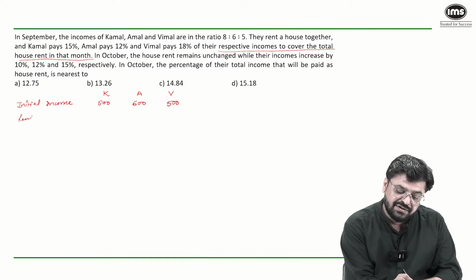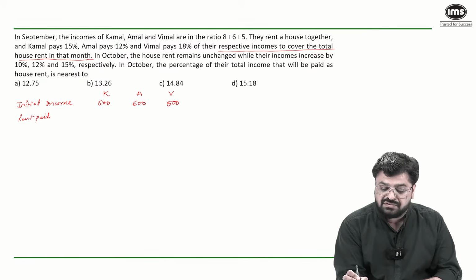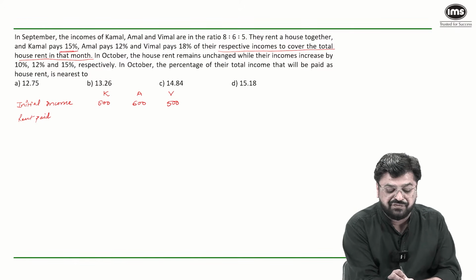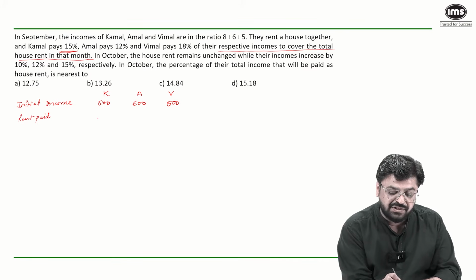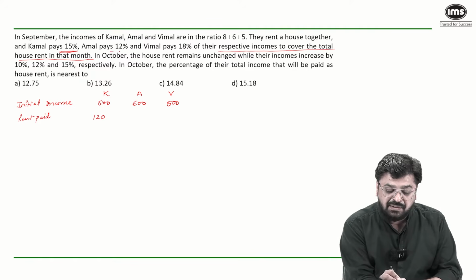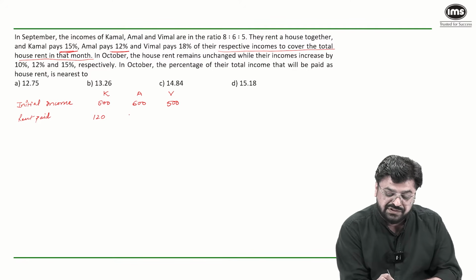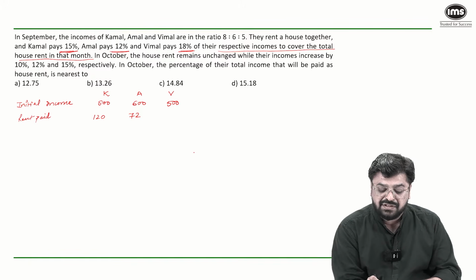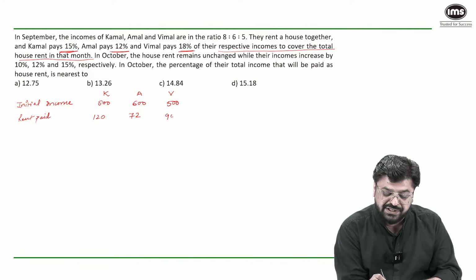So rent paid would be this. Kamal is paying 15%. 15% of 800 is 120. Amal is paying 12% of 600, which is 72 rupees. And Vimal is paying 18% of 500, which is 90 rupees.